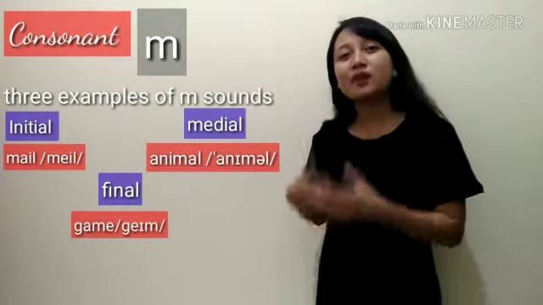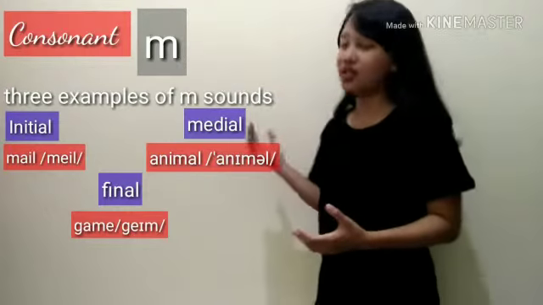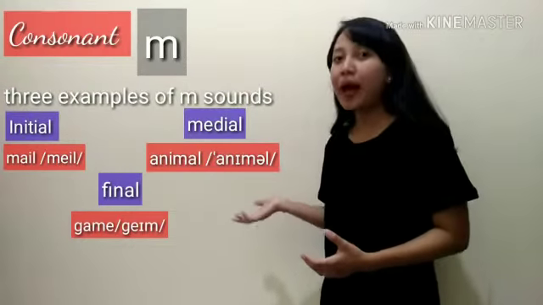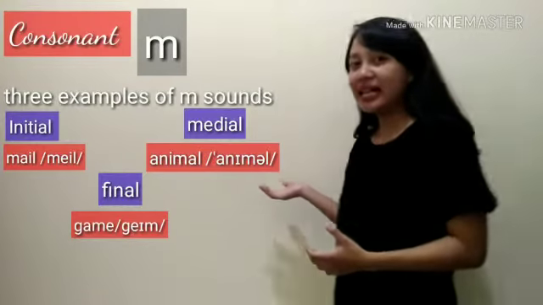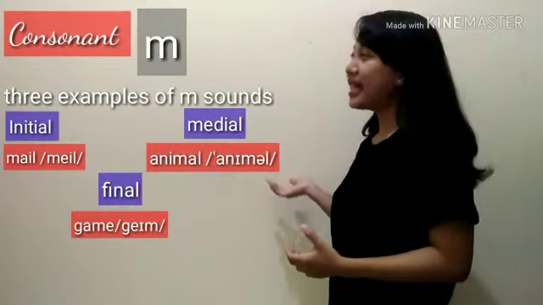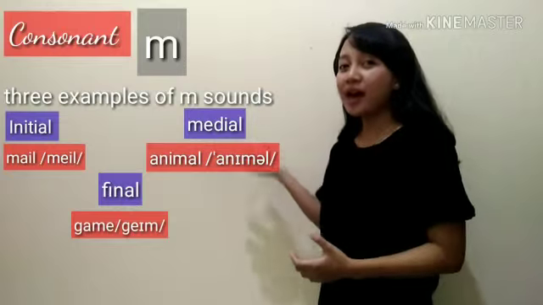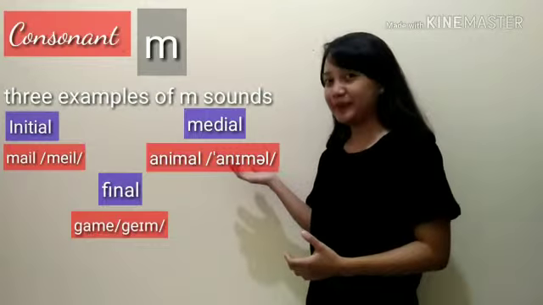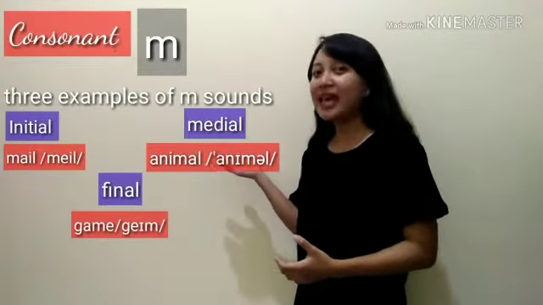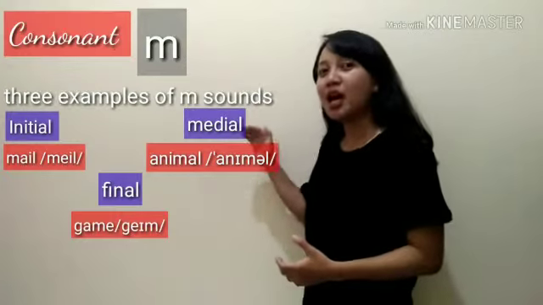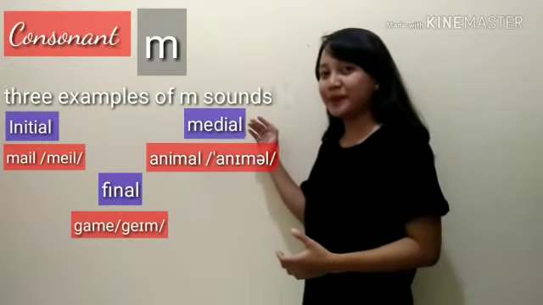And then I have three examples of the m sound in initial, medial, and final. In initial, we have male, and in medial, we have animal. And then the last, in final, we have game.